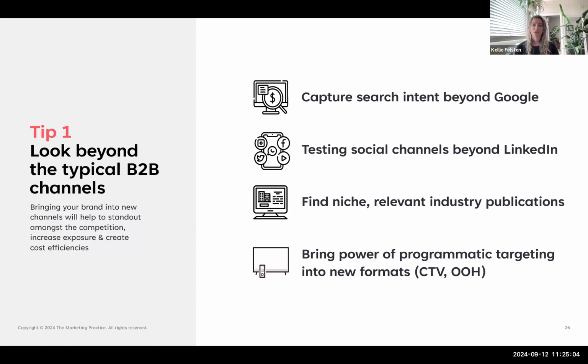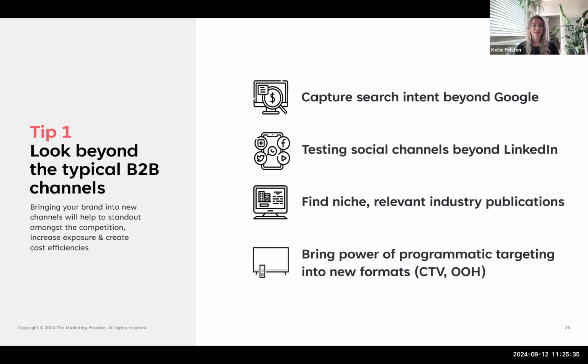Testing social channels beyond LinkedIn. So when we think B2B, we typically think LinkedIn. We think our audiences are really consuming that professional content. We should be there. With innovations in a lot of the platforms and content surrounding a lot of the platforms, testing into channels like X or Twitter and Meta, who also has some strong B2B capabilities and ability to layer even Bombora intent and data segments in there, are often critical to testing within your campaigns.